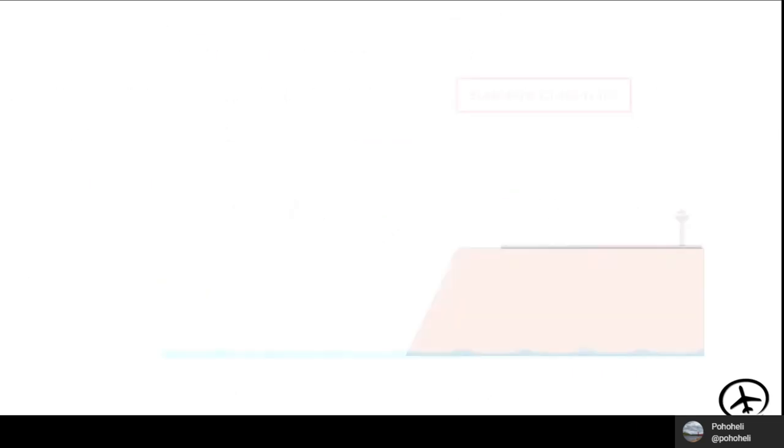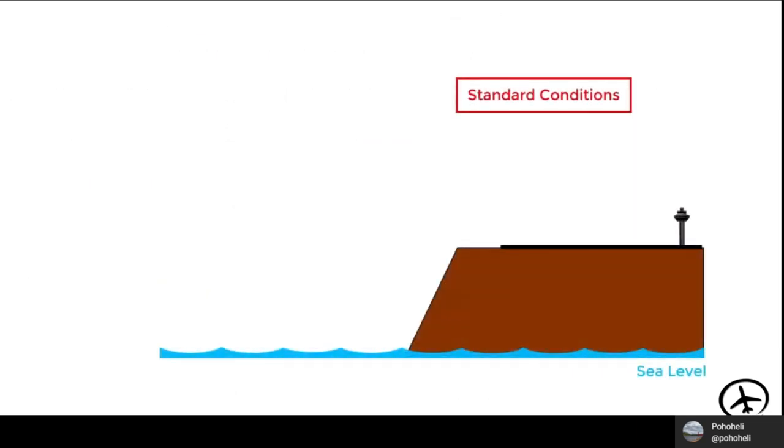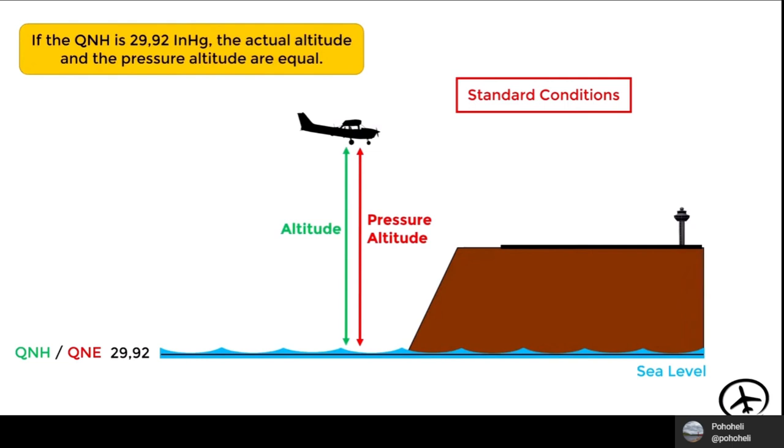Let's begin with the standard conditions. In this case, the sea level pressure is 2992 inches of mercury. Therefore, as the QNH and QNE are equal, we can say that the pressure altitude is equal to the actual altitude. Now, this only happens if the conditions are standard.